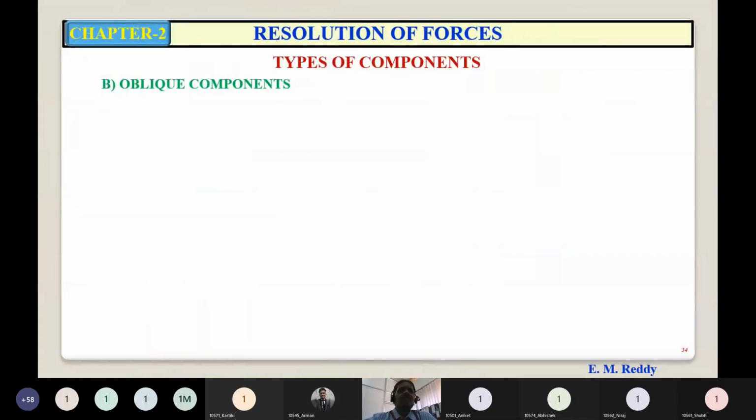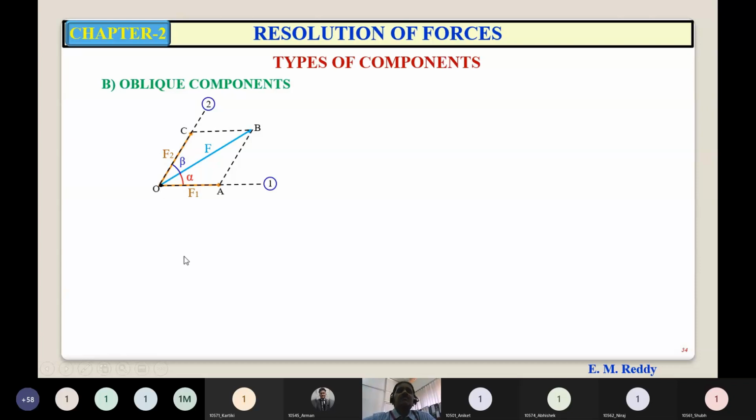Next, oblique components, non-perpendicular components. Let this force F, which is acting at point O, be resolved along two lines, 1 and 2, which are not perpendicular to each other. Let alpha be the angle made by F with respect to line 1, and beta the angle made by F with respect to line 2. Now by drawing lines parallel to lines 1 and 2, we will have a parallelogram OABC, right? The component of F along line 1, which I call F1, is represented by the side of the parallelogram OA. Similarly, the component along line 2, F2, is the adjacent side of the parallelogram OC.